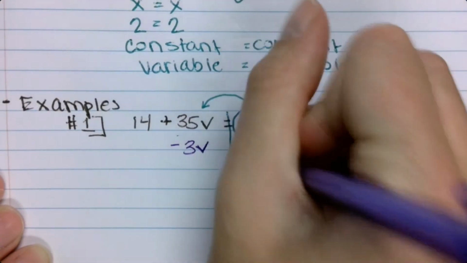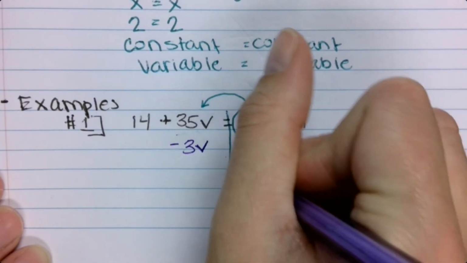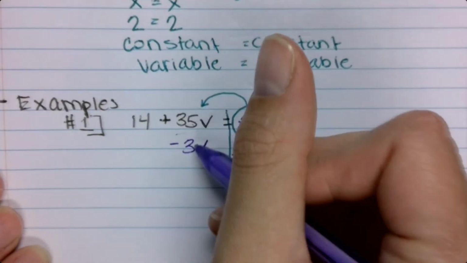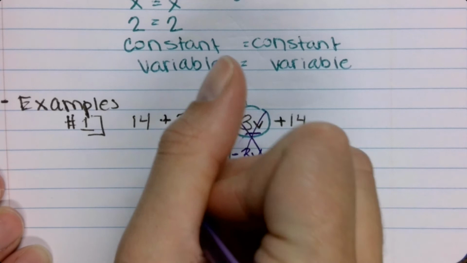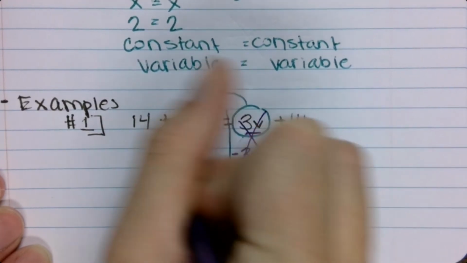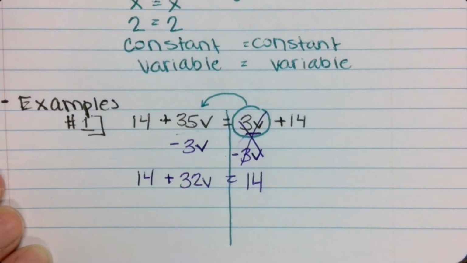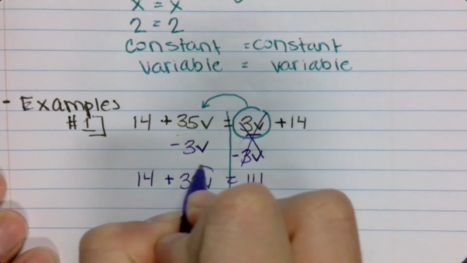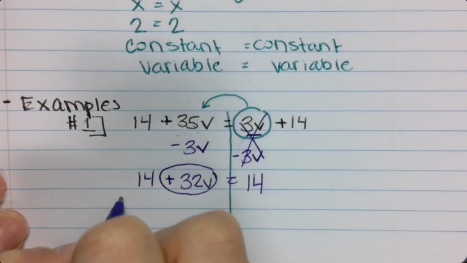So this is now gone. I'm just left with my 14. 35 minus 3 is 32v. And again, this is now a two-step equation. You guys rock at this. You've showed me that time and time again. So this is what I want to get alone.